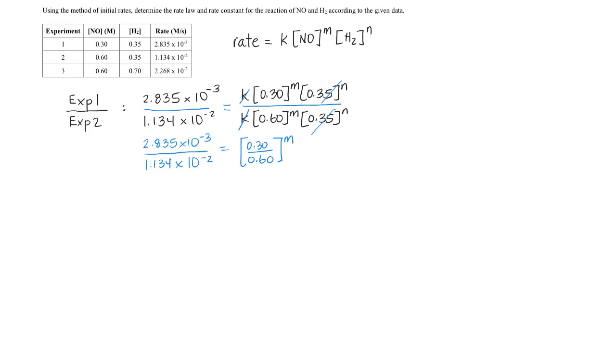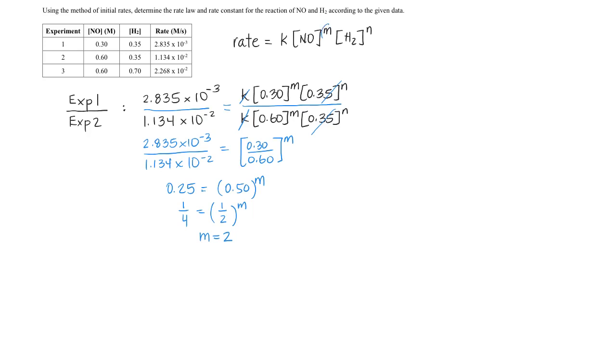If we simplify, we end up with 0.25 equals 0.5 raised to the m power. We could use logarithms to solve for m, but sometimes if we turn the decimals into fractions, we can figure out what the exponent is without doing any calculations. So 1/4 is the same as 0.25, and 1/2 is 0.50. We can see that 1/2 times 1/2 will give us 1/4, and so in that case m is going to be 2.